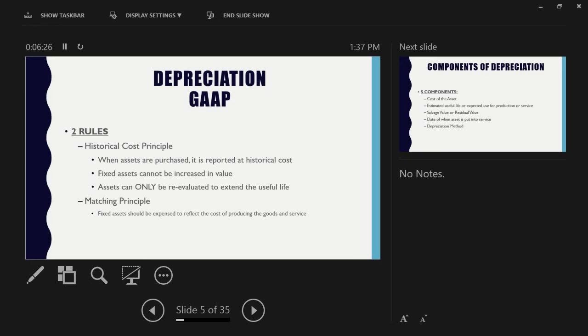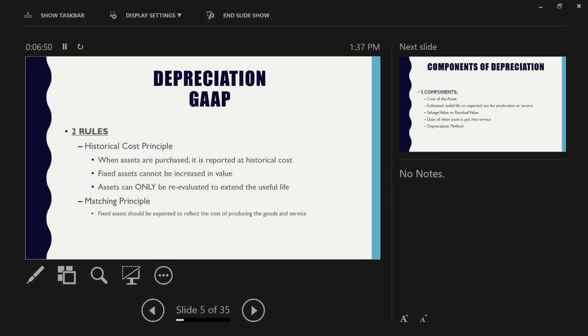So here are the rules for GAAP and why we need to use depreciation, okay? So first off, the number one rule is we're talking about historical cost, right? Historical cost is going to be the value of the asset, correct? You're going to record it at the price you purchased it for.